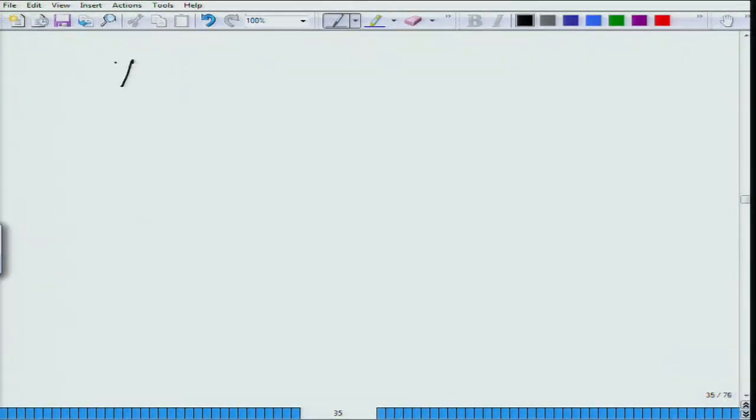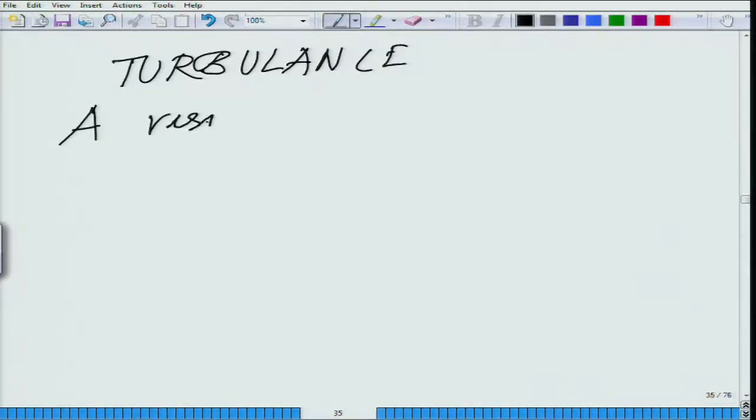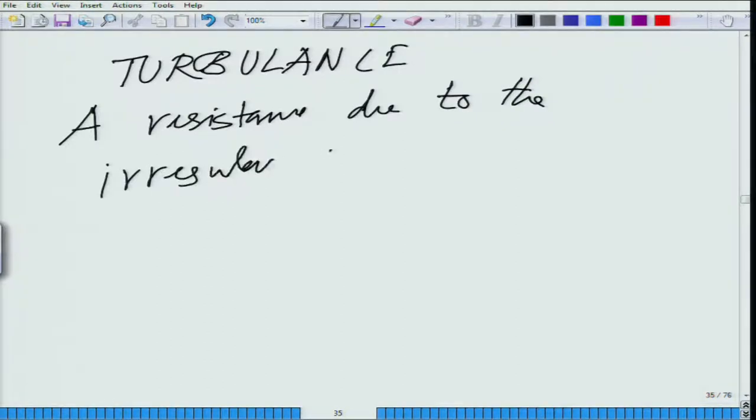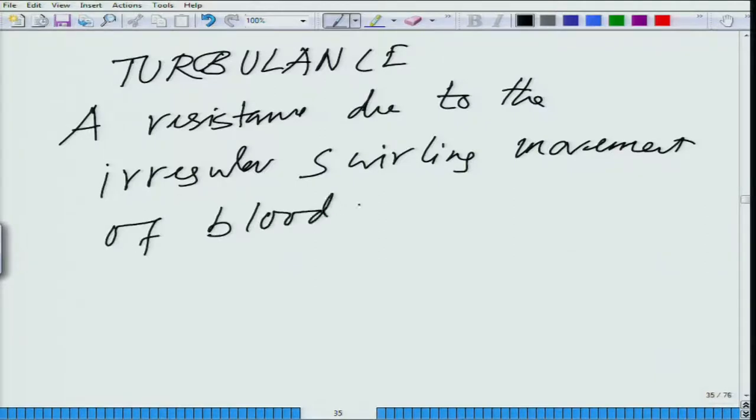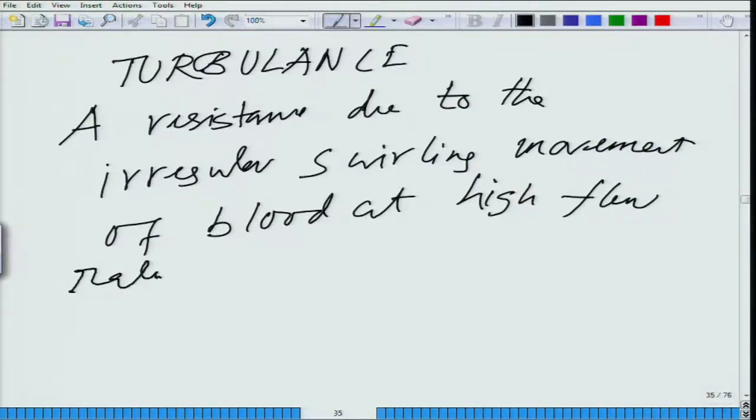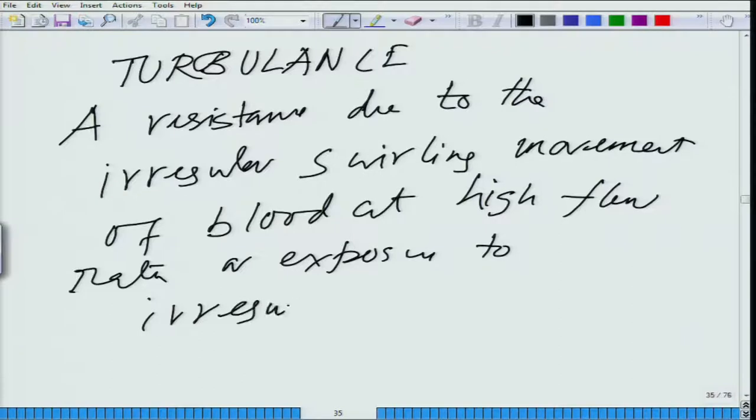Then there is another term which I just mentioned, called turbulence. What is turbulence? Turbulence is a resistance due to the irregular swirling movement of blood at high flow rates or exposure to irregular surfaces. Something like this.